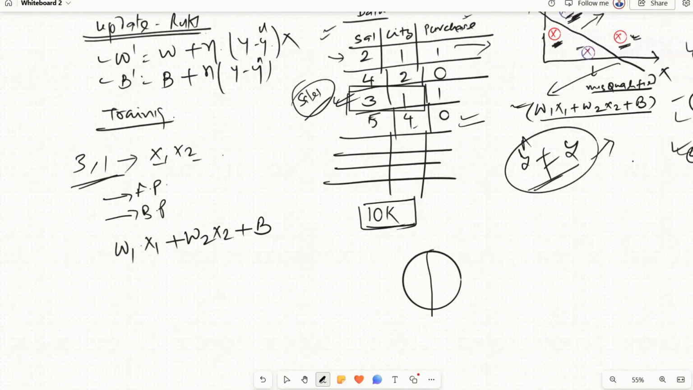And this perceptron has what? It will do summation and it will apply the activation function, which is a step function. And here we are giving two inputs because I have two features. Let's suppose this is the salary part and this is the city part. So here my salary is 3, and city I'm giving 1.